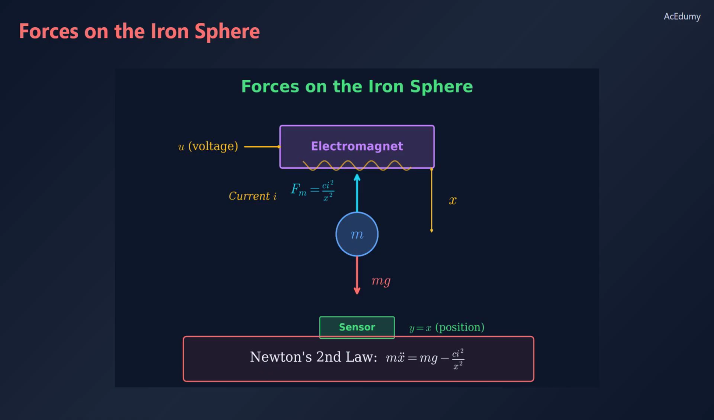Let us draw the forces. The sphere has mass m. Gravity pulls it downward with force mg. The electromagnet pulls it upward with a magnetic force that depends on both the coil current I and the distance x. This magnetic force is given by c times I squared divided by x squared, where c is a constant determined by the coil geometry. Newton's second law gives us m x double dot equals mg minus c I squared over x squared. Notice that this equation is nonlinear because of the I squared and x squared terms.